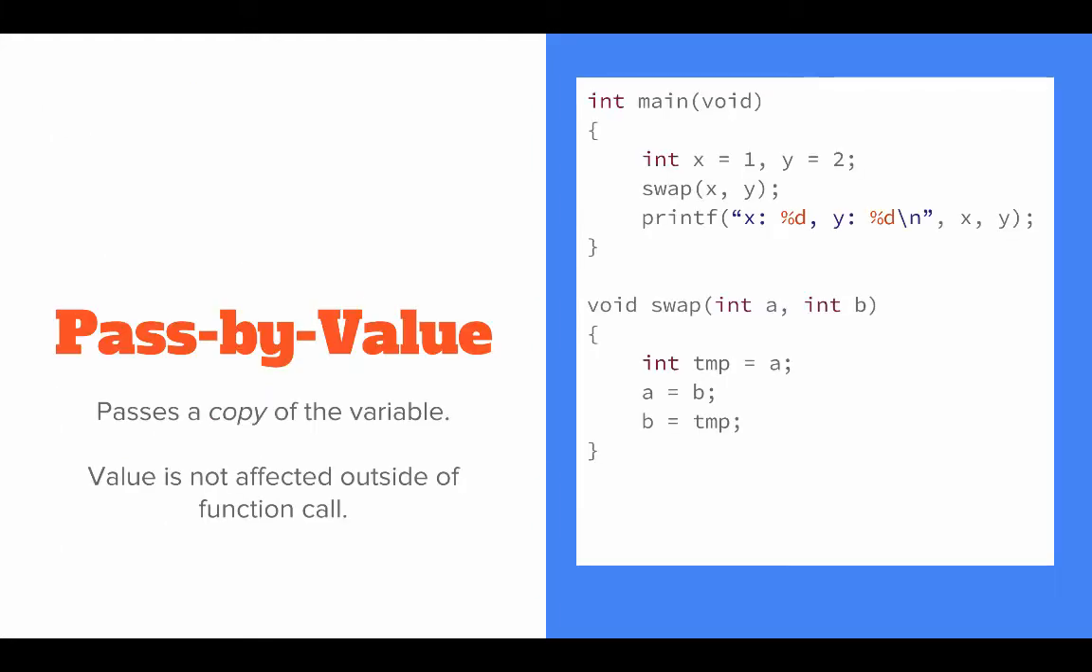Okay, so in summary, with pass by value, we're passing a copy of the variable, which means that the value is not affected outside of the function call.